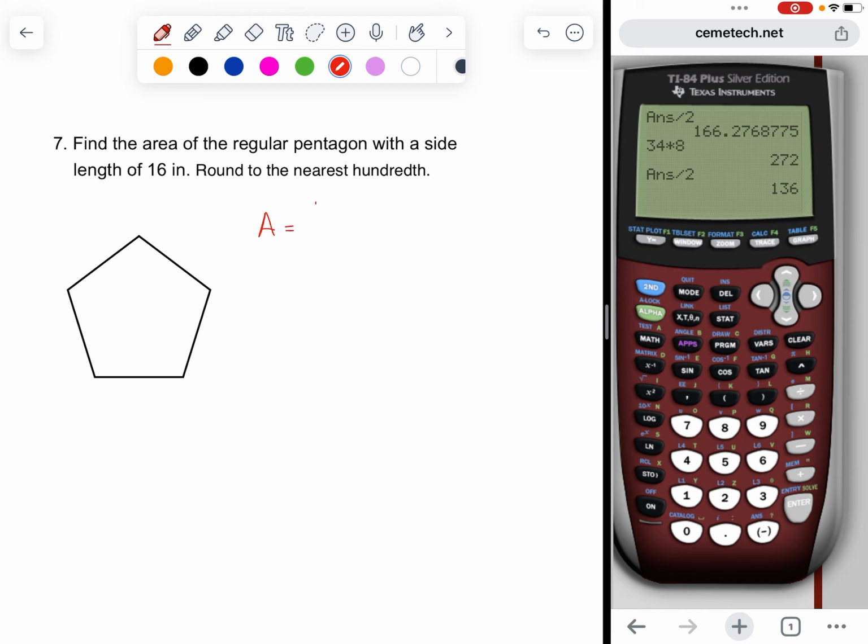Area equals 1/2 apothem times perimeter. Area equals 1/2. Was I given the apothem? No. Was I given the perimeter? Not directly. But I can find the perimeter pretty easily. The side length is 16, and there are 5 sides to a pentagon, so that is 80 inches. All right, now I need to find the apothem.